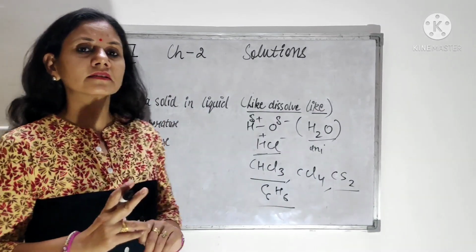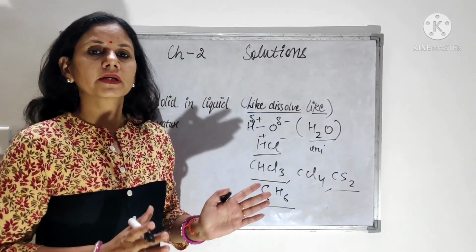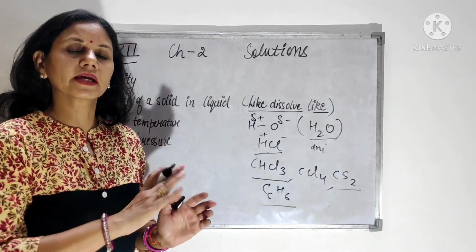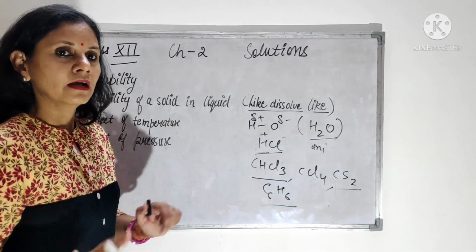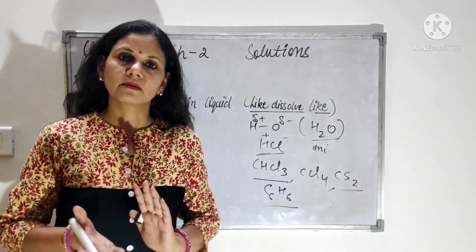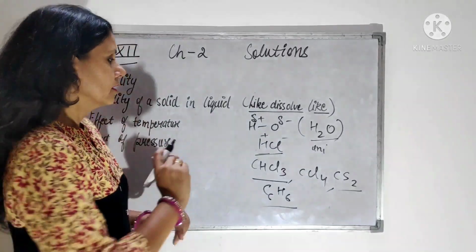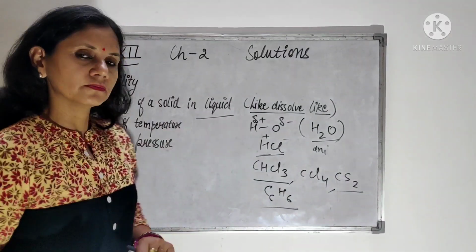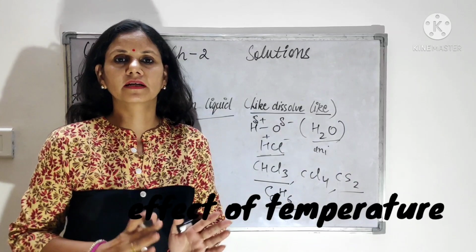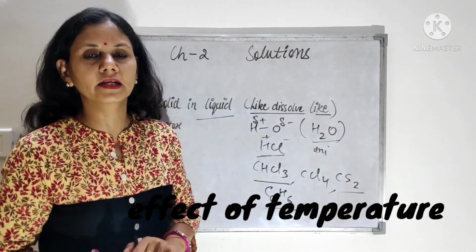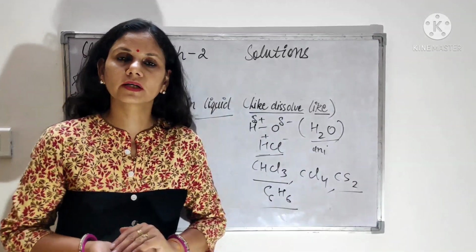So we have to discuss here the solubility of solid in liquid, such as we can dissolve salt in water. Salt, NaCl, Na+ and Cl-, can dissolve in water. So polar can dissolve in polar. So what is the effect of temperature on the solubility of solid in liquid?